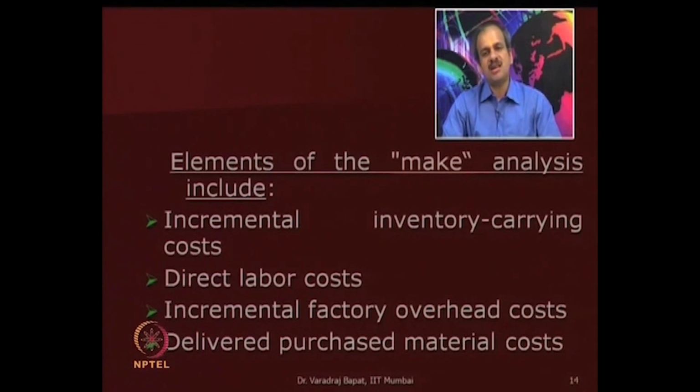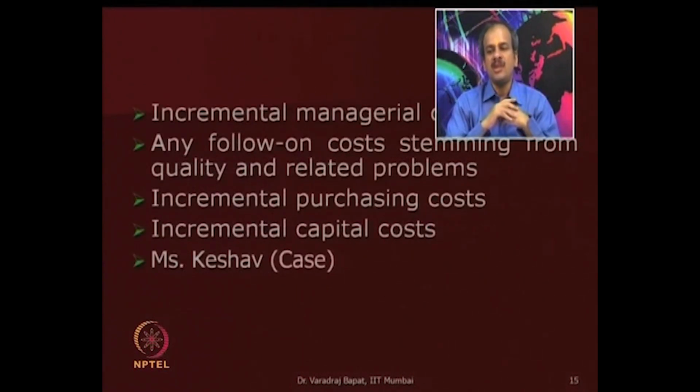Now for the make decision, what do we look at? We look at the inventory carrying costs which are incremental, direct labor cost, incremental factory overheads, delivered purchase cost. We will look at incremental managerial costs, if there are any follow-up costs on quality, incremental purchase costs, incremental capital costs, if any.